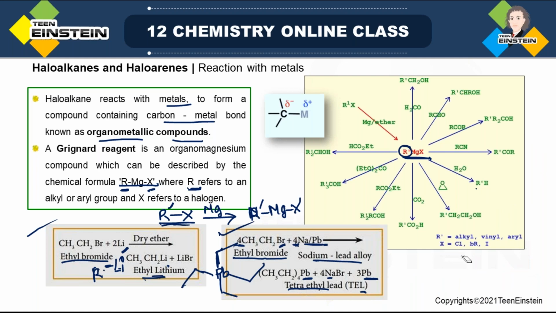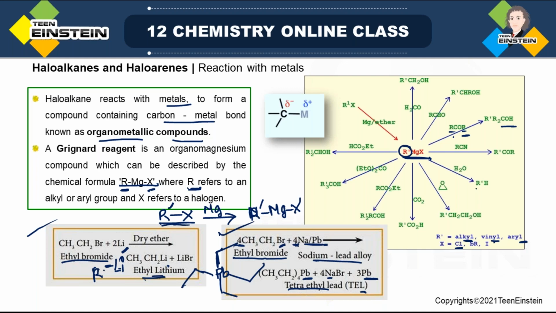Now this R', as mentioned here, can be an alkyl group, it may be vinyl, C=C double bond, it may be aryl, and the halogen is mostly Br, but Cl and I are also possible. Fluorine we normally do not use. Then reaction with ketone: the product will follow the same type of mechanism that I have just drawn with RCN. Now the product you are getting is an alcohol.